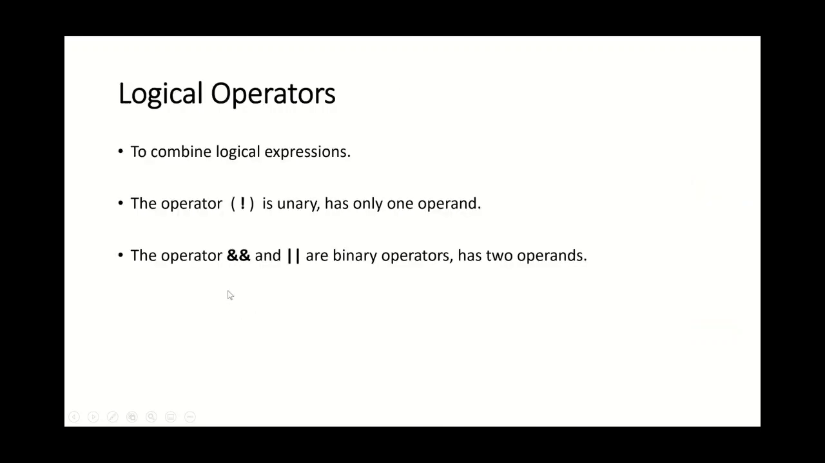The second type of operators is logical operators. Logical operators are used to combine logical expressions. The first operator is not. Not is unary, referring to an operator that has only one operand. The other operators are and, or. So and, or are binary operators, which means both operators have two operands.